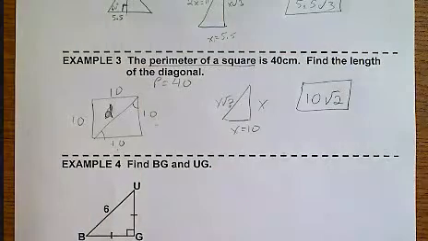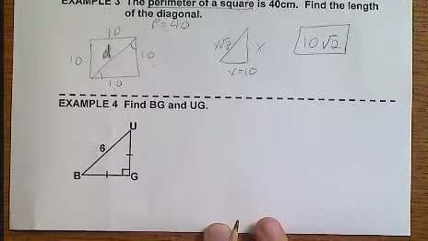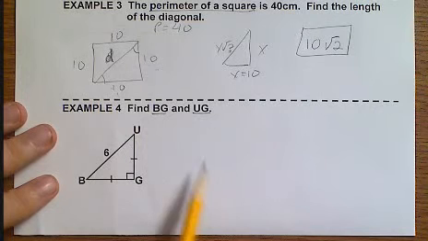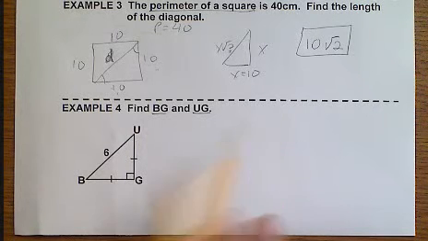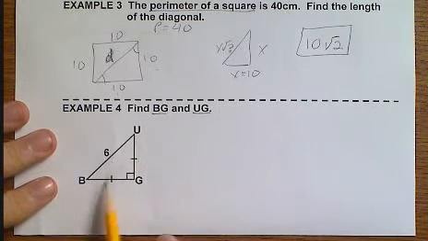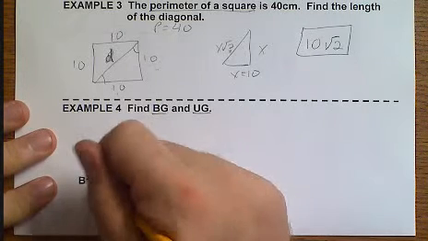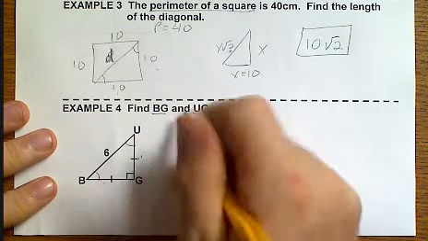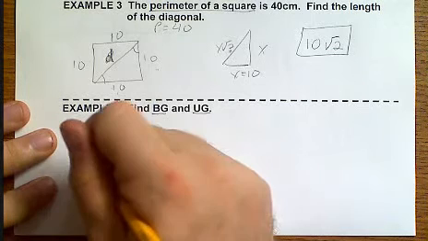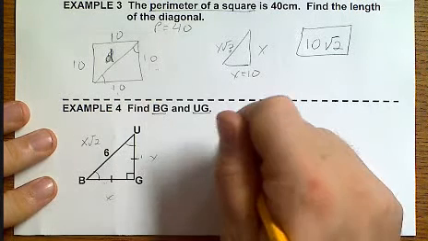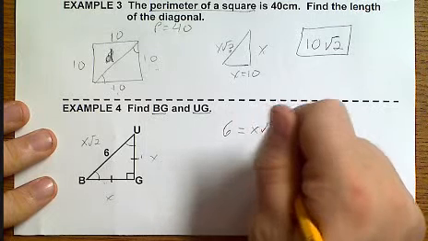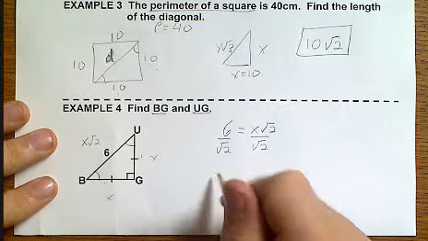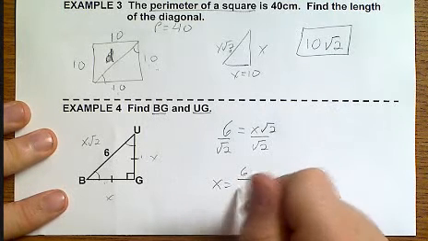All right, let's go ahead and figure out what example number 4 has to offer us. Find BG and UG. Well, I'm looking at my triangle and I need to identify it. Because these are the same, this is an isosceles right triangle, which means that these have to be 45 degrees. So, I know that this is x, x, and x on the square root of 2. So if 6 equals x on the square root of 2, I'll have to divide both sides by the square root of 2. So x equals 6 divided by the square root of 2.